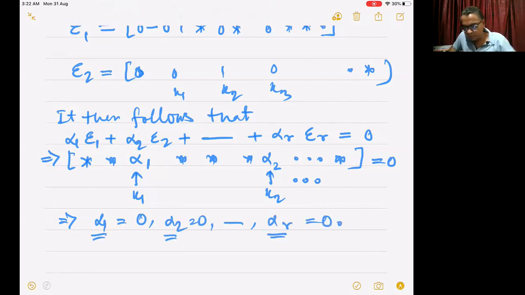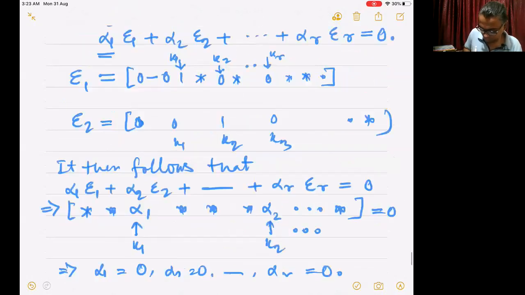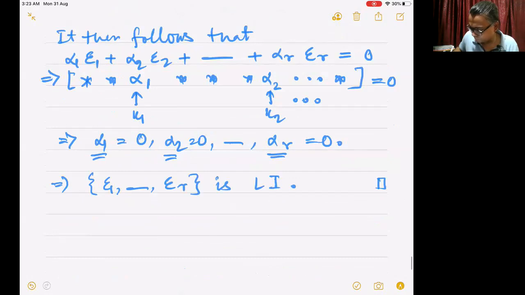So I assumed that a linear combination of epsilon 1 up to epsilon r goes to 0. That implies only the trivial linear combination goes to 0, which means epsilon 1 up to epsilon r must be linearly independent. So this implies epsilon 1 dot dot dot up to epsilon r is linearly independent. And that is what we wanted to prove. So this is a basis, right?